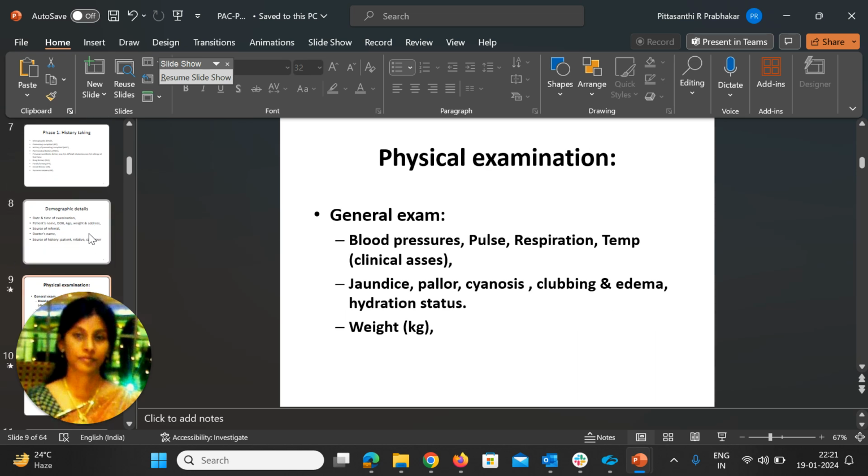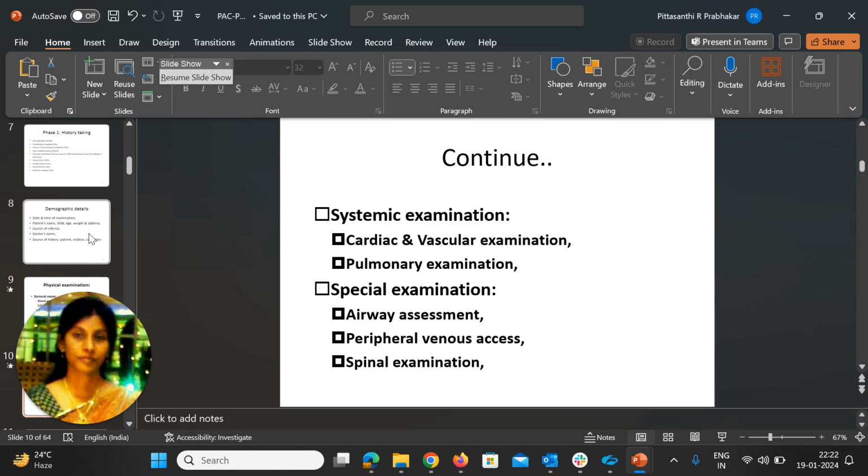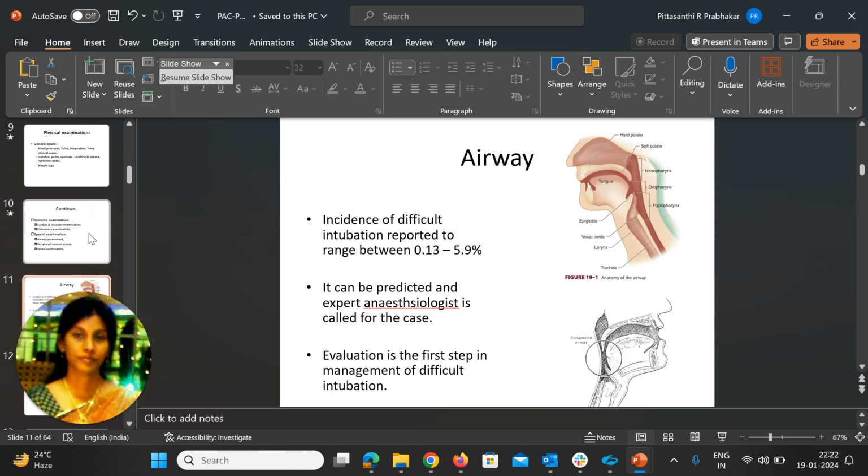Physical examination is by general examination, measuring the blood pressure, pulse, respiration, and temperature. Clinical assessment is by jaundice, pallor, cyanosis, clubbing, edema, and hydration status, and measuring the weight. Coming to systemic examination: cardiac examination and pulmonary examination. In the special examination: assessing the airway, peripheral venous access, and spinal examination.